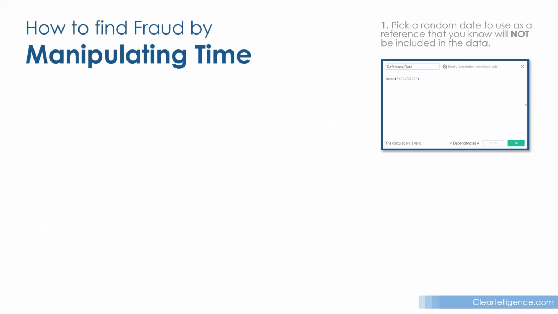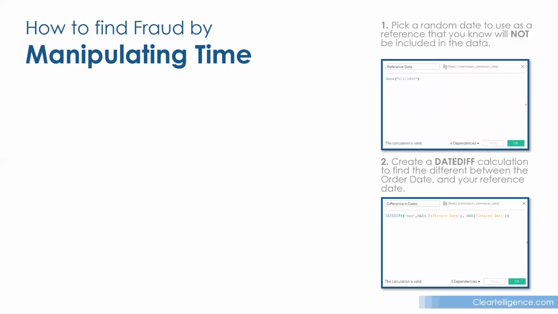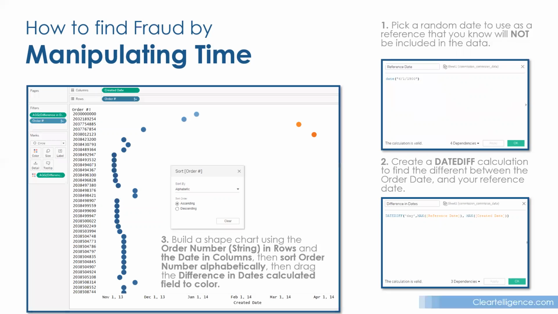We'll take that same data that we had, and we're going to create a random reference date. You want to make sure it's something that's not going to be included in your data record. So for this case, I used June 1st, 1900. Second is create a date diff or date difference calculation to find the difference between the order date that's in your data and that reference date that you created.